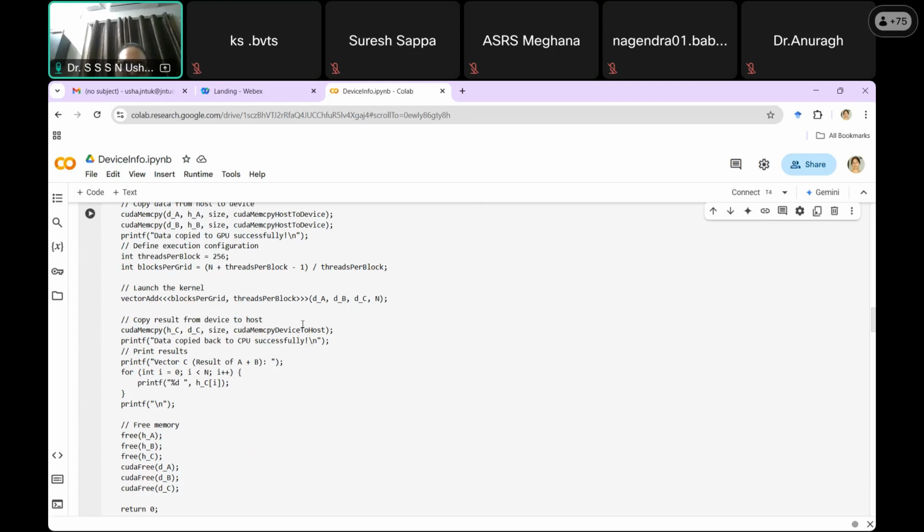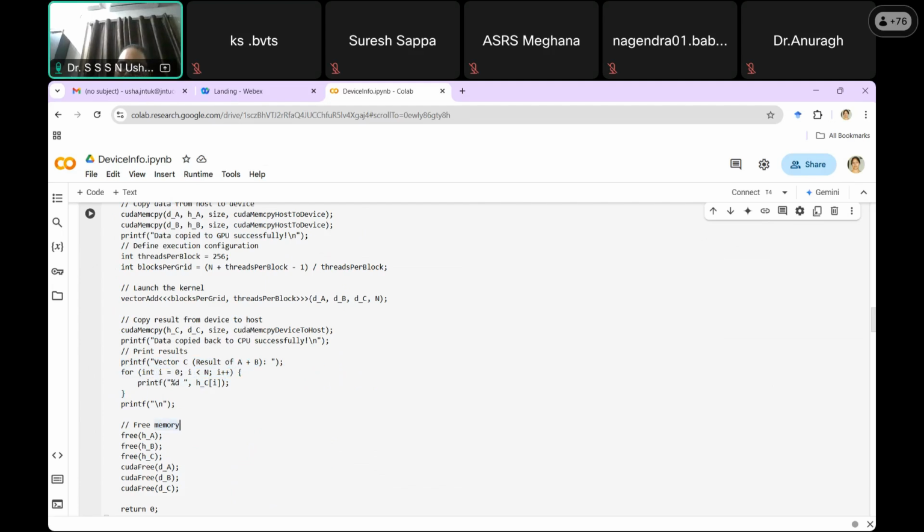Device to host. So that is why here H underscore C, D underscore C, size 10. Okay, and this is this one. Next, data copied back to CPU successfully. That means I'm just printing successfully. So we already understood that the data is available at H underscore C. Simply print the result.